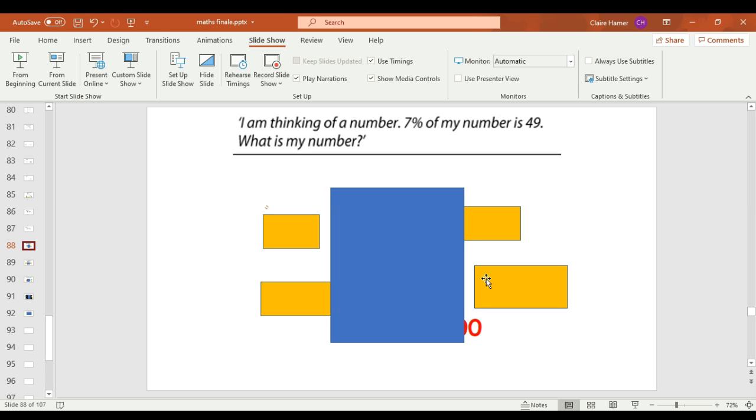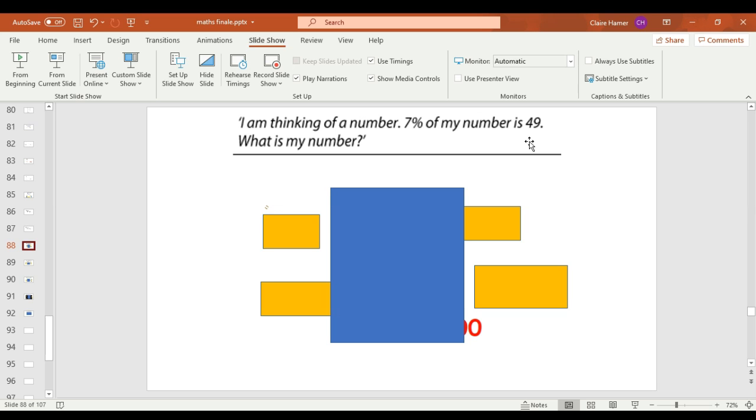Okay, we've just got 2 more of these problems to try out, and then I think hopefully you'll feel really confident at doing this and your percentage knowledge will have really improved. I'm thinking of a number. 7% of my number is 49. What is my number? Right, now before you start this, please tell me what type of number 49 is. It's got a special name.